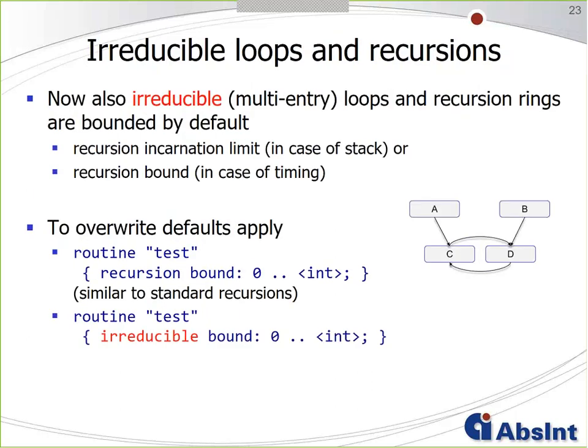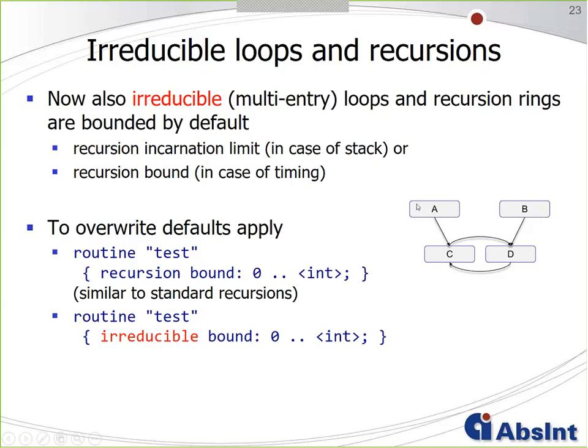All right, then let's talk about irreducible loops and recursions. Irreducible means you have a multi-entry in this loop or recursion ring, and these irreducible loops and recursions are now also bounded by the defaults that you specify in the graphical user interface. Let's have an example. This is an example of an irreducible recursion ring. A calls C, C calls D, D calls C again, but you can also enter this recursion ring via routine B. And in a stack analysis, for instance, this had to be handled separately.